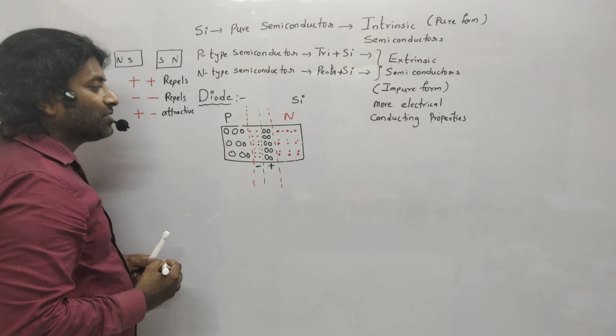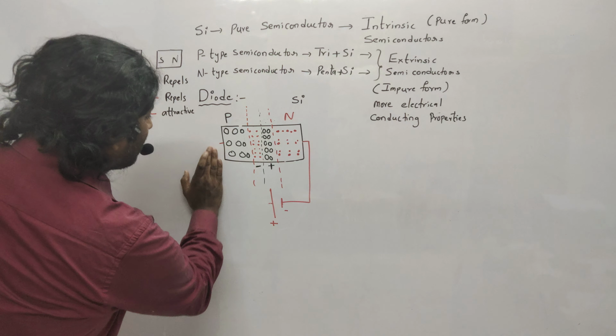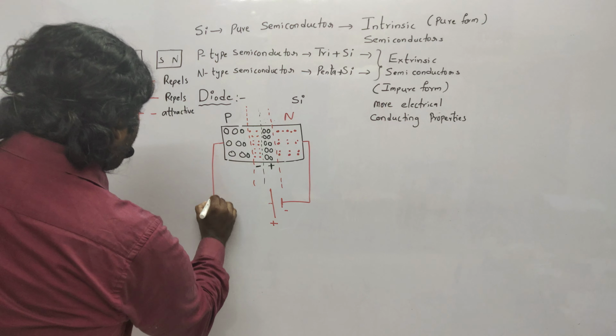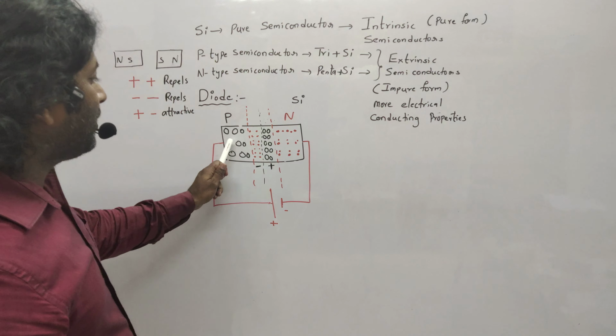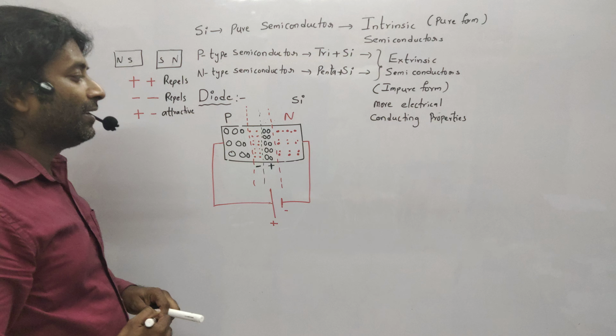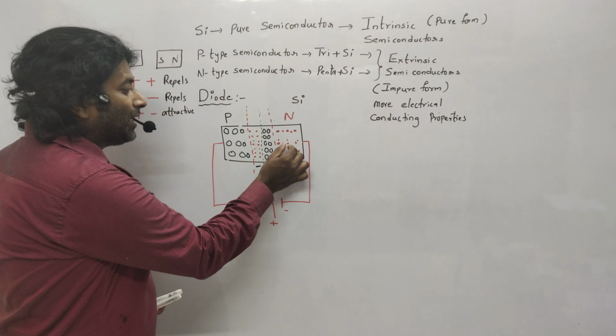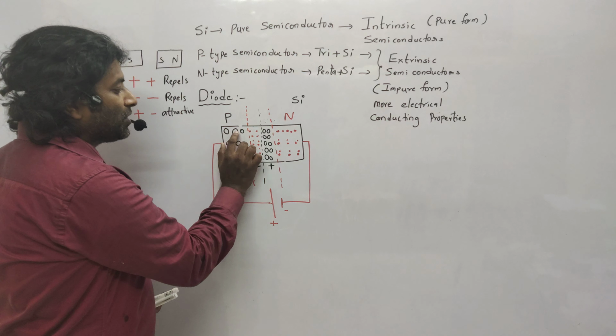Now I am connecting a positive polarity to p type and negative polarity to n type, like this. Positive polarity to p, negative polarity to n. Already we observed that negative repels negative, positive repels positive.